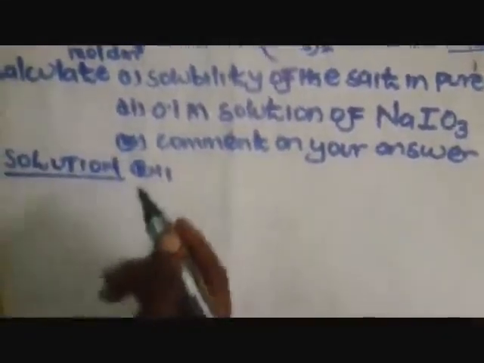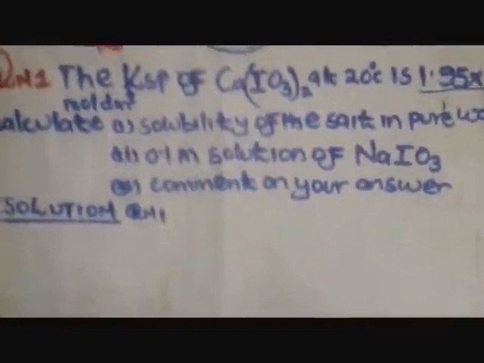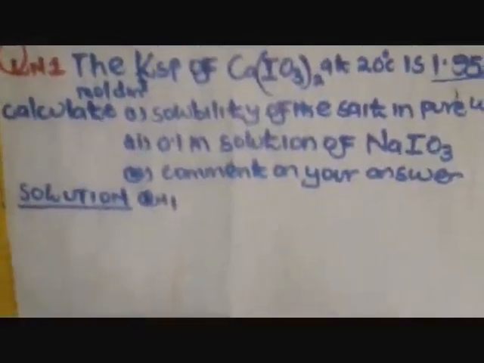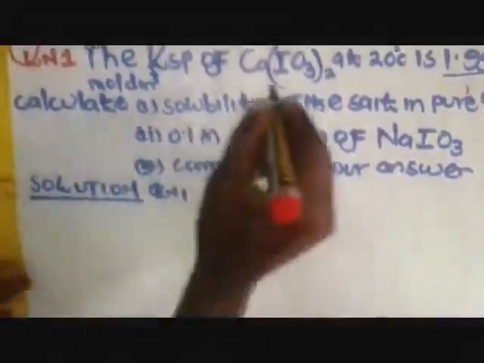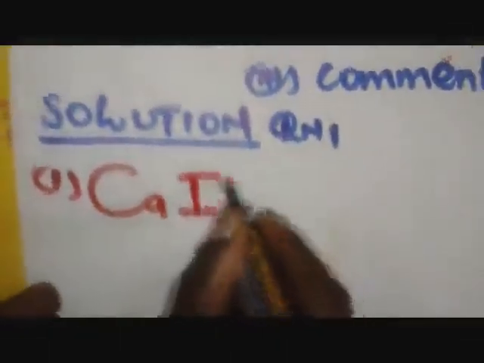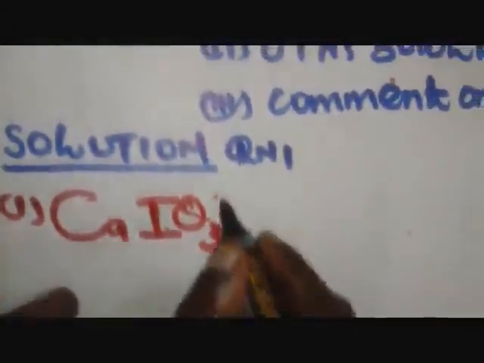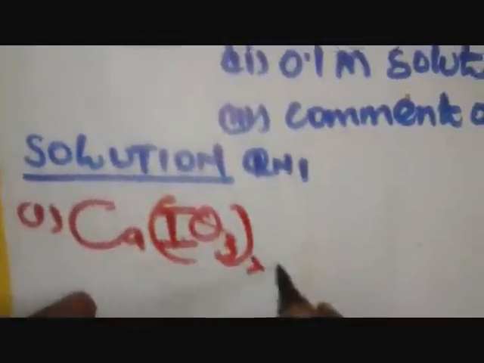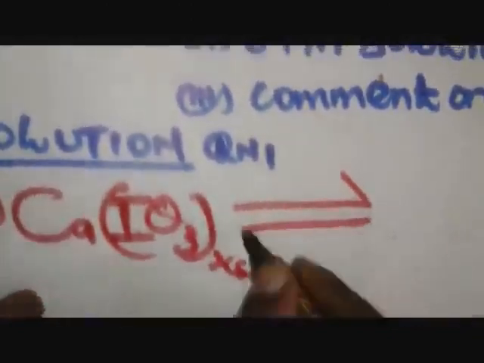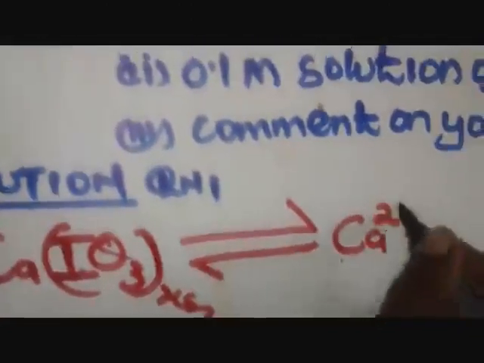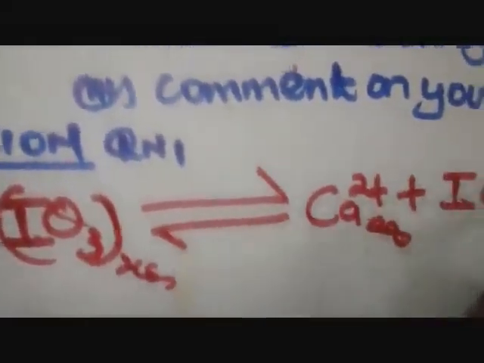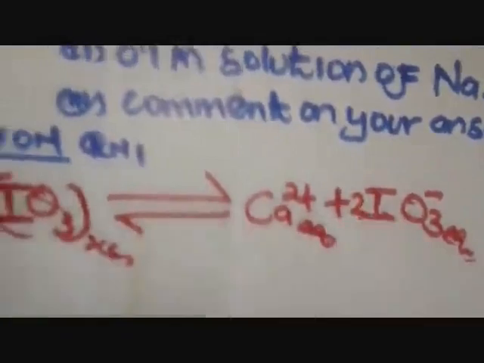So to find the solution for this one, we are going to begin by writing the equations. We begin by writing the equation of calcium iodate. So Roman 1, we have our calcium iodate. Remember, we have said calcium iodate is sparingly soluble, so we shall put our arrows like that. Then we have our calcium ions there, then we have our iodate ions, like that. The iodate ions are 2 here, so we balance by putting the 2.